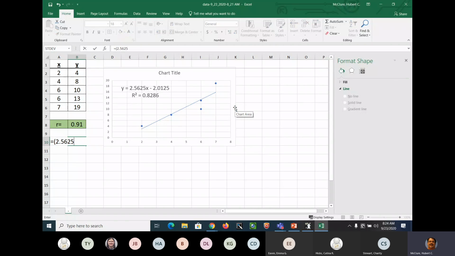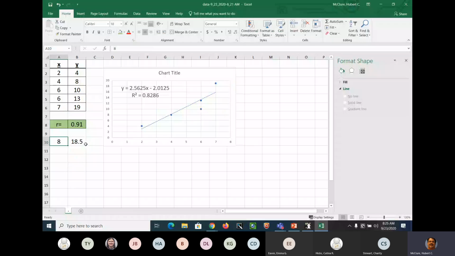2.5625 times, let's see, that'd be A10, close parentheses, minus 2.0125. And that's going to give us the number for 8. So if you extended this line out to 8, it'd be right here. It'd be 18.5.